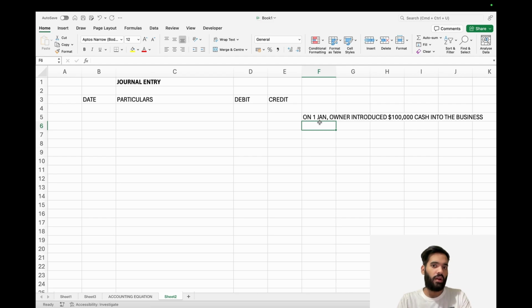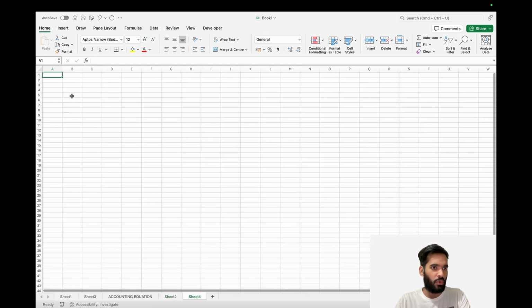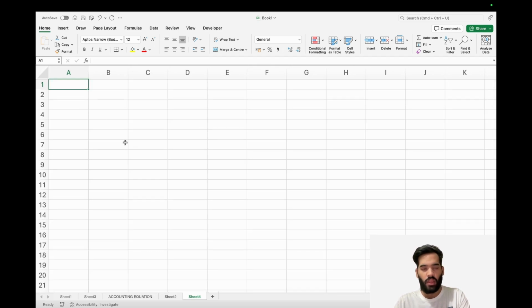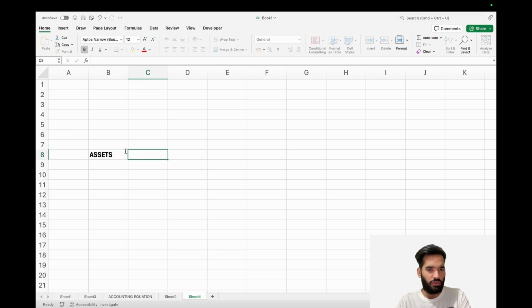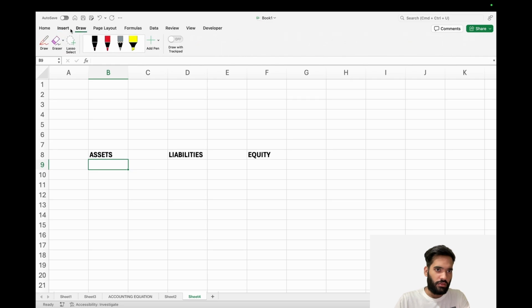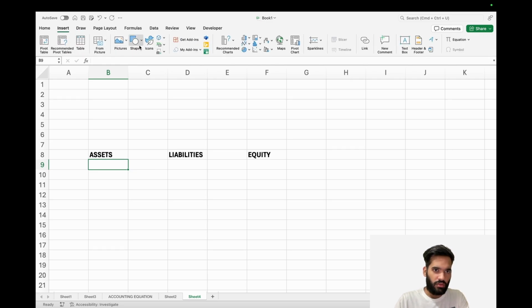Now, before moving further with this, I would like to show you some rules of journal entry, right? So everything that we're going to do will come so much easier. So let me draw some rules for you. So assets, liabilities, and let's say equity. So let's see my drawing skills.